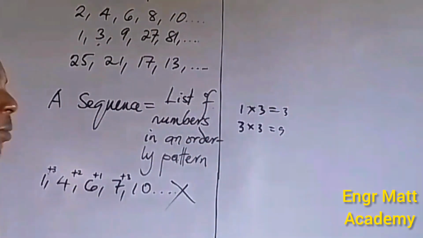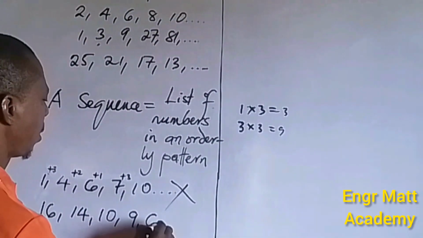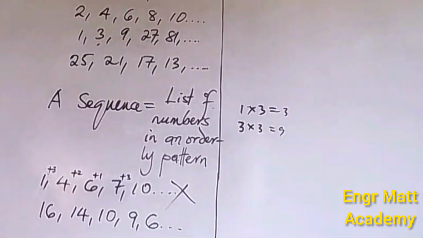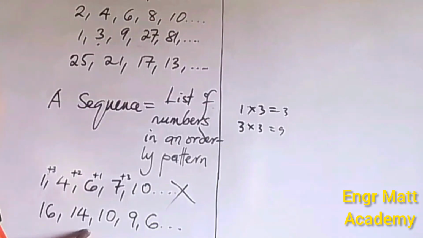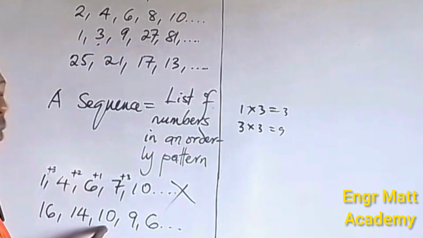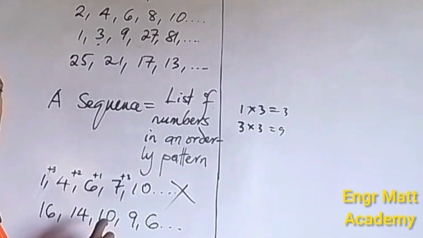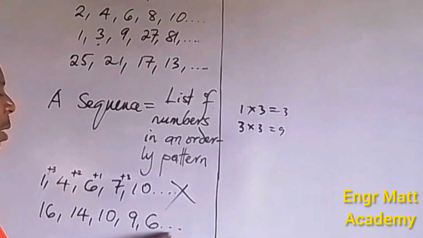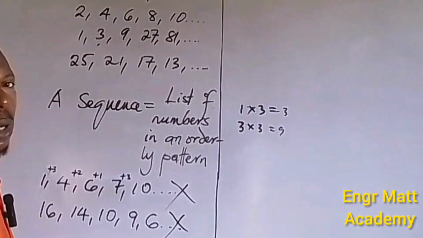Let's look at another one. 16, 14, 10, 9, and 6. This is another list of reducing numbers. The first number here is 16. To get 14, we subtract 2 from 16. To get 10, we subtract 4 from 14. To get 9, we subtract 1 from 10. And to get 6, we subtract 3 from 9. And you see that there is no regular pattern here because we can't be sure what the next number will be. Therefore, this is not a sequence.